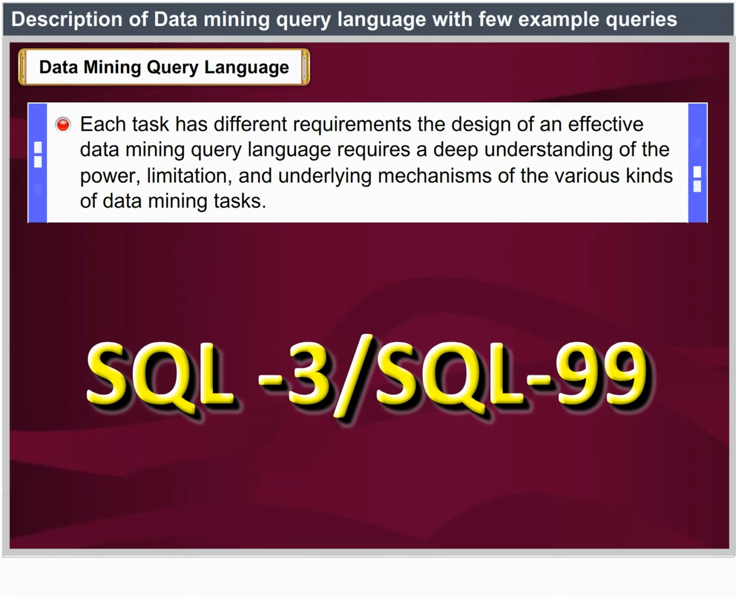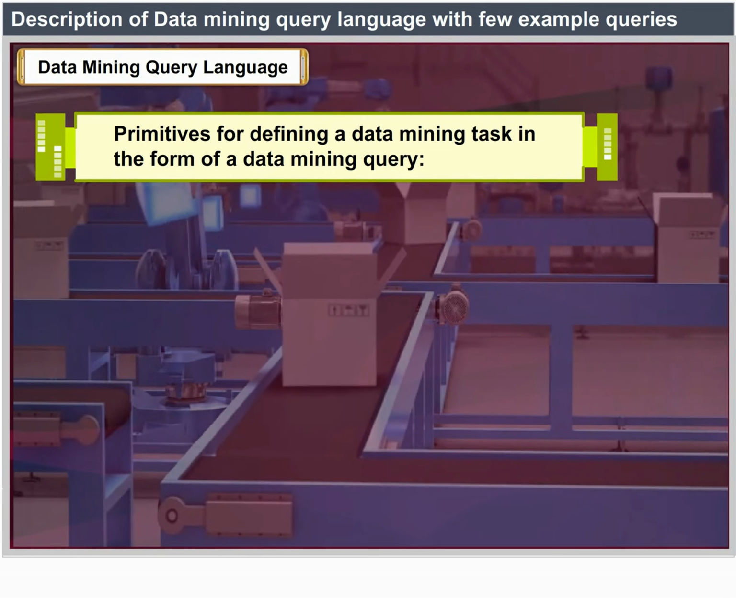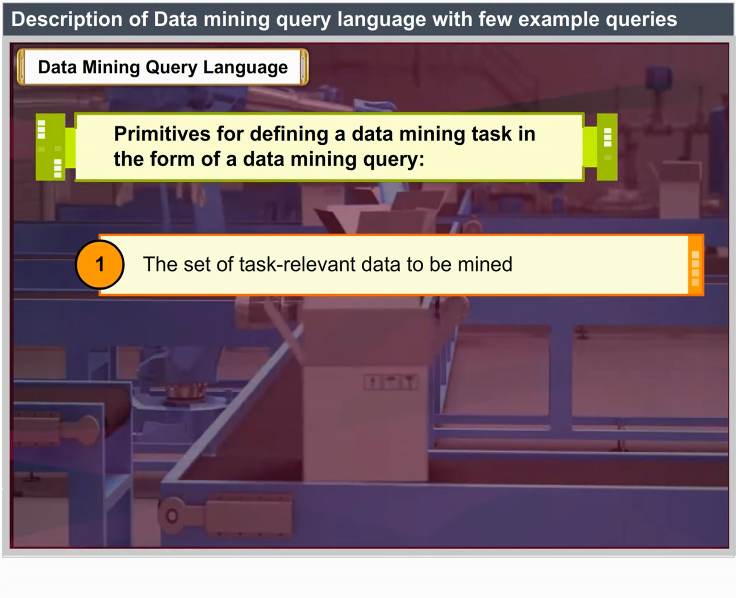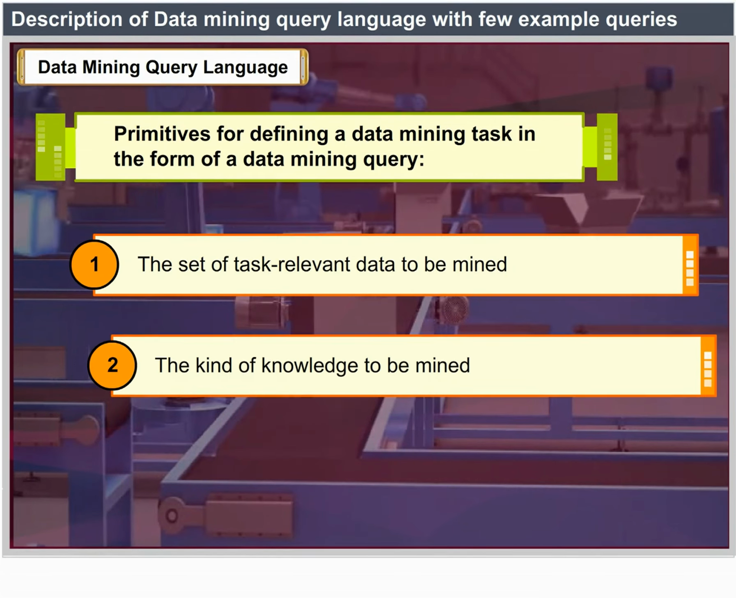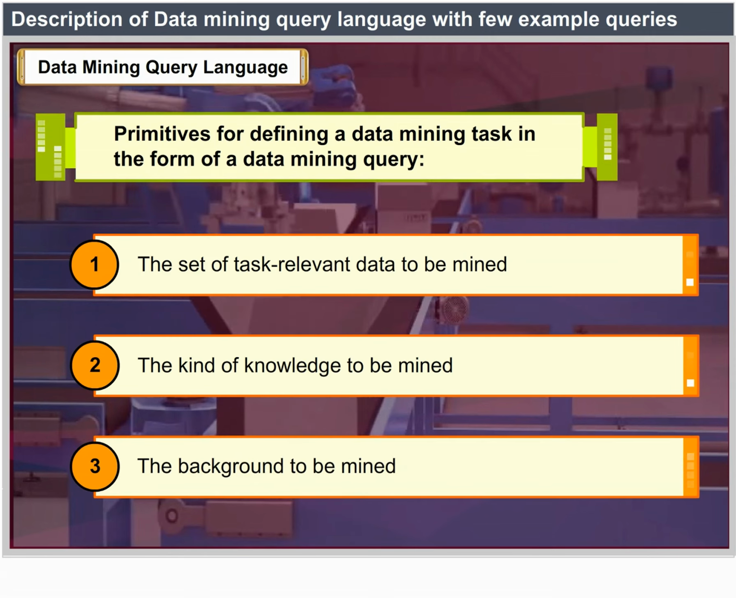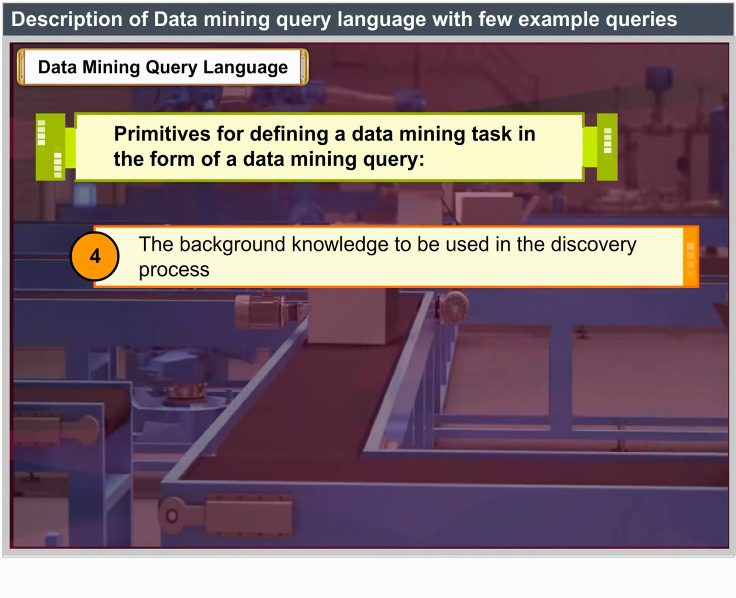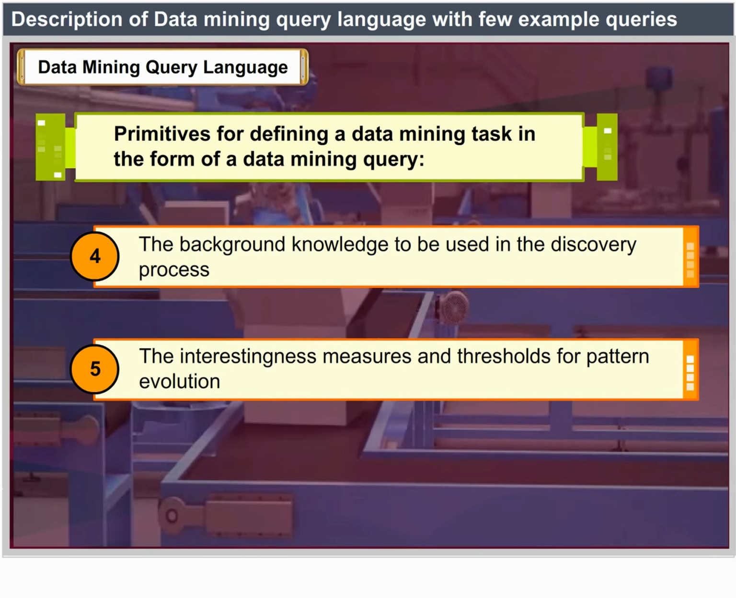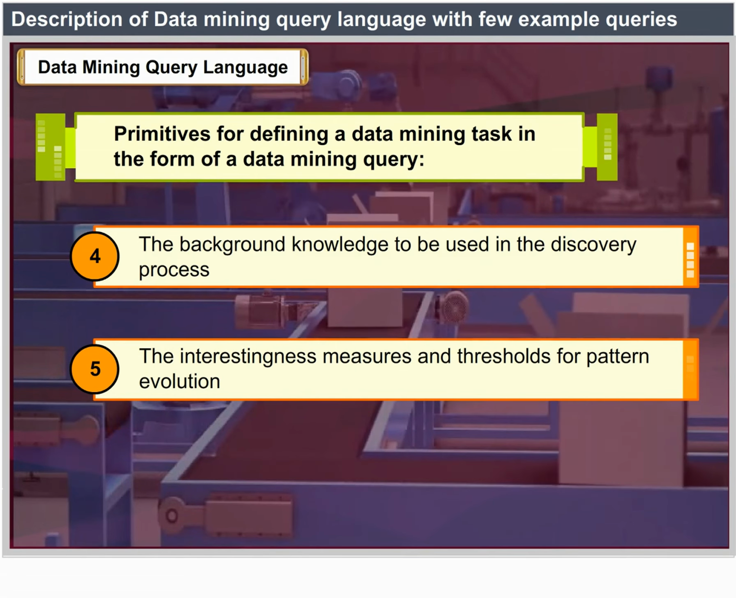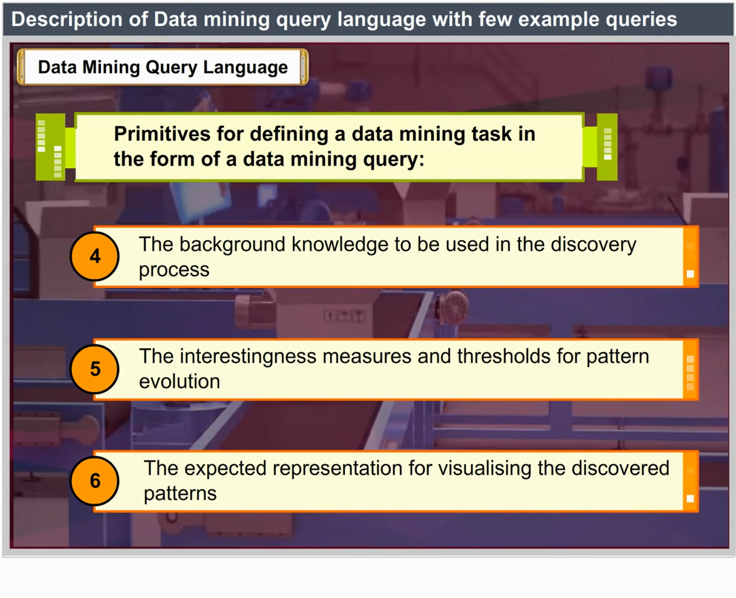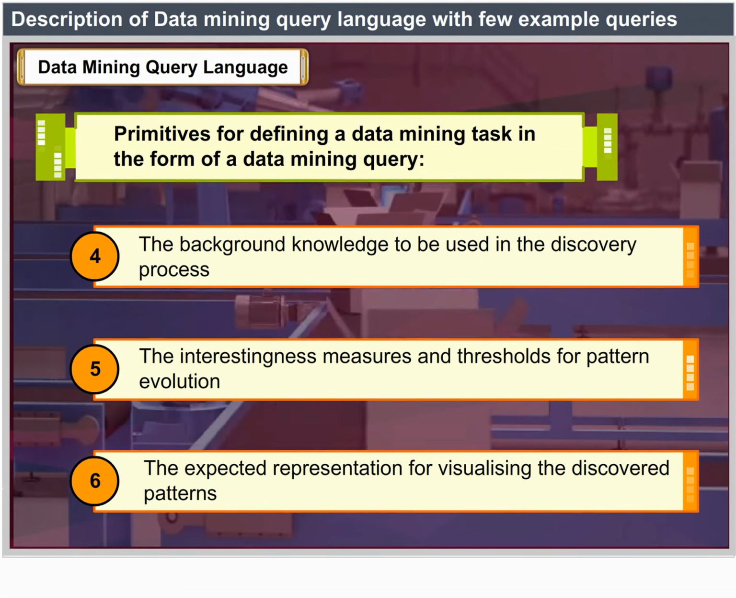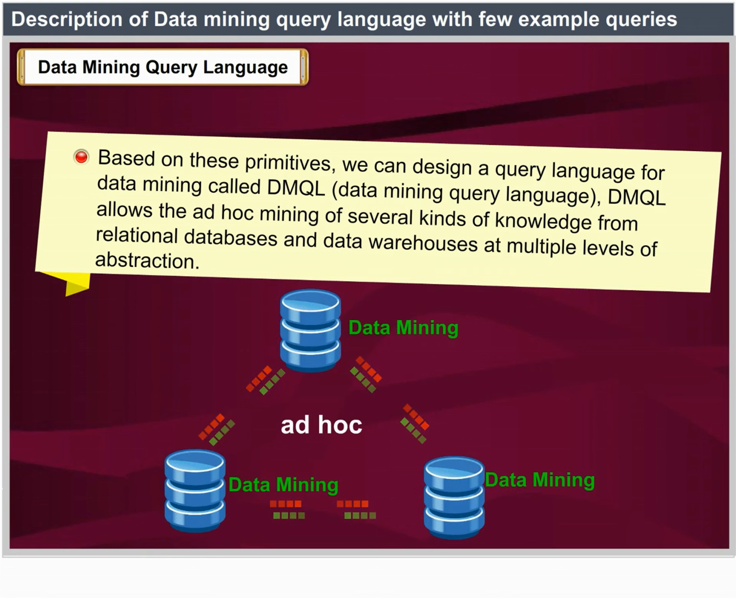Primitives for defining a data mining task in the form of a data mining query: the set of task-relevant data to be mined, the kind of knowledge to be mined, the background knowledge to be used in the discovery process, the interestingness measures and thresholds for pattern evaluation, and the expected representation for visualizing the discovered patterns. Based on these primitives, we design a query language for data mining called DMQL, Data Mining Query Language. DMQL allows ad hoc mining of several kinds of knowledge from relational databases and data warehouses at multiple levels of abstraction.